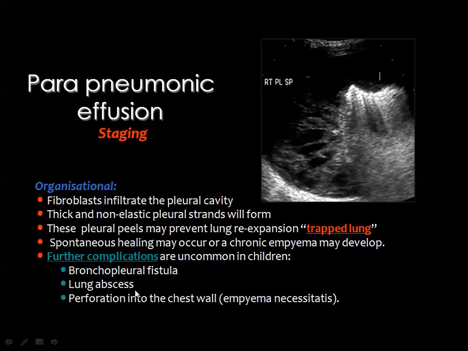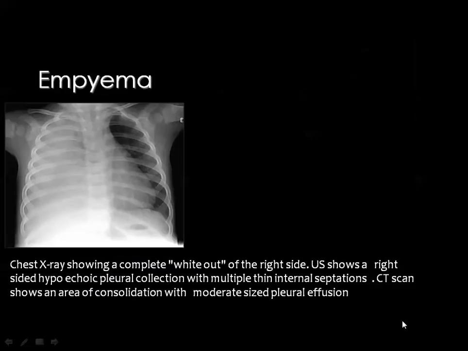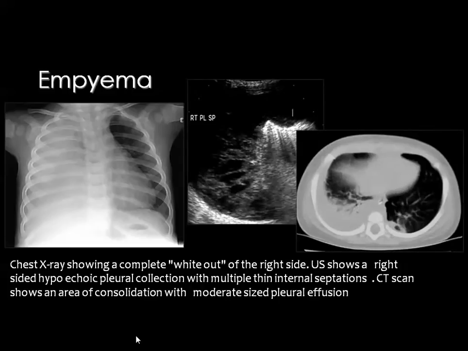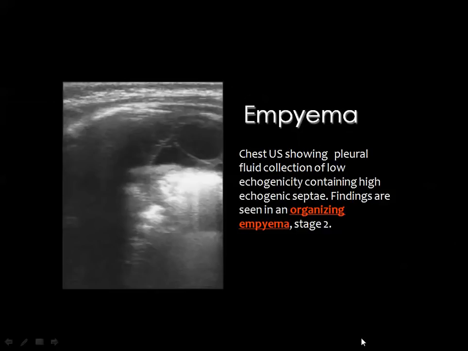Then other complications which are rare in children include the development of bronchopleural fistula and the spread to the lung, forming a lung abscess, or perforation into the chest wall, which is known as empyema necessitans. Then here is a chest X-ray showing opaque right hemithorax with obliteration of the costophrenic angle, denoting the presence of pleural effusion. By ultrasound, you can see the septations within the effusion. By CT, you can see the effusion and the underlying consolidation.